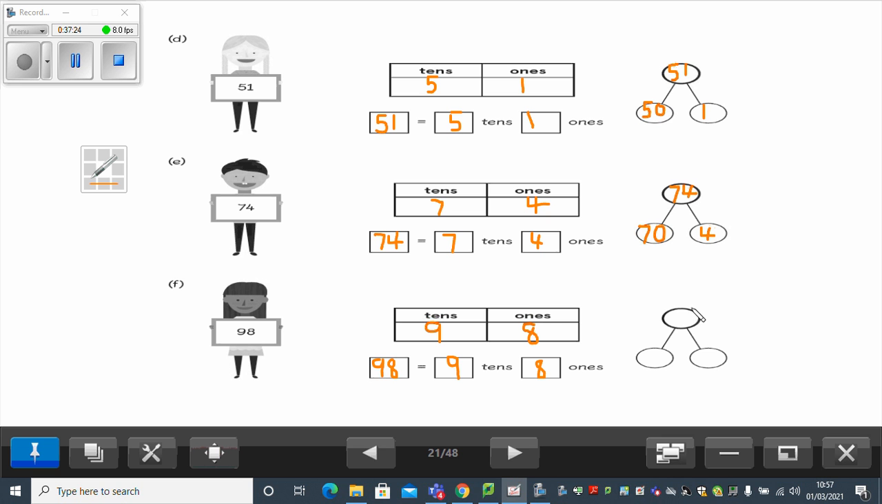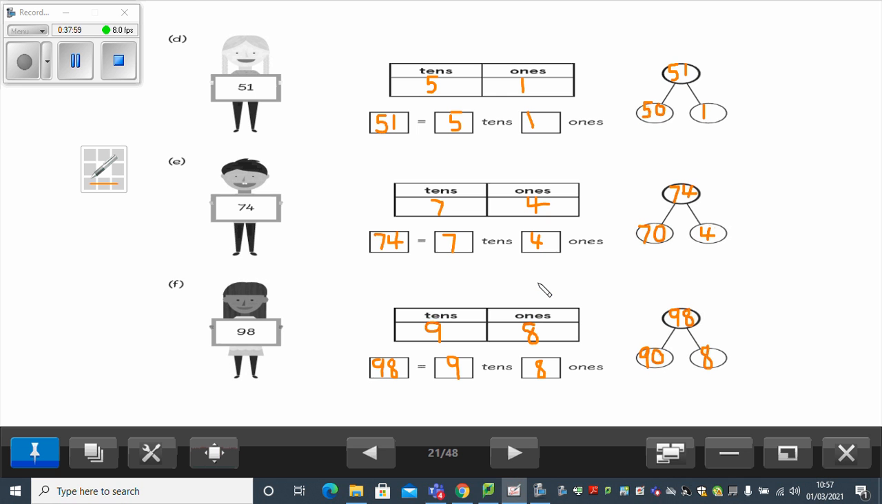And finally, our whole part model. So our whole number is 98. Now let's look at the value. So we have 9 tens here from our 98. So 9 tens has a value of 90. And 8 ones has a value of 8. So 90 and 8 equals 98 altogether.